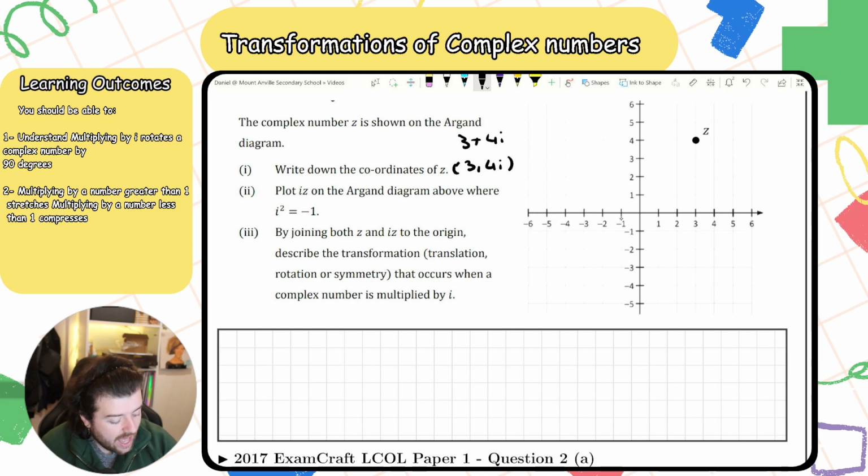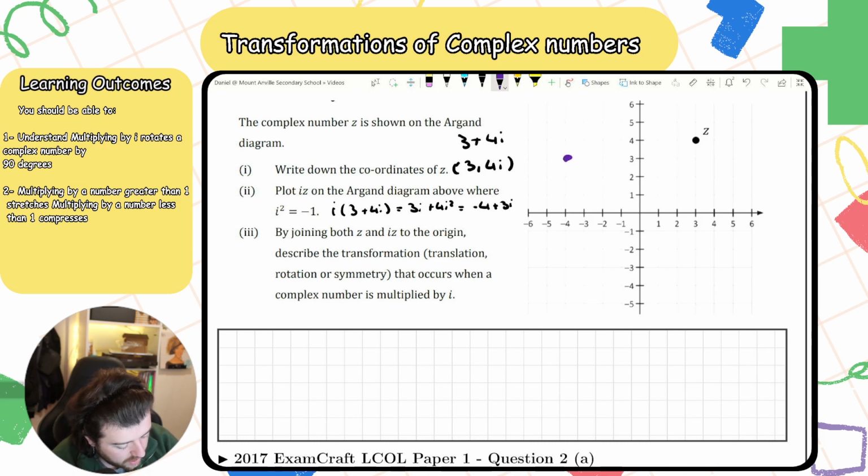So I'm multiplying that number by i, which I know is a 90 degree rotation. You can do an actual 90 degree rotation counterclockwise if you want, or you could just multiply in the i. So i times 3 plus 4i gives me 3i plus 4i squared, which is minus 4 plus 3i, which is up here. And as we see, if you measure the angle between these two points, it is 90 degrees. There we go, I just did part 3 without even reading it.